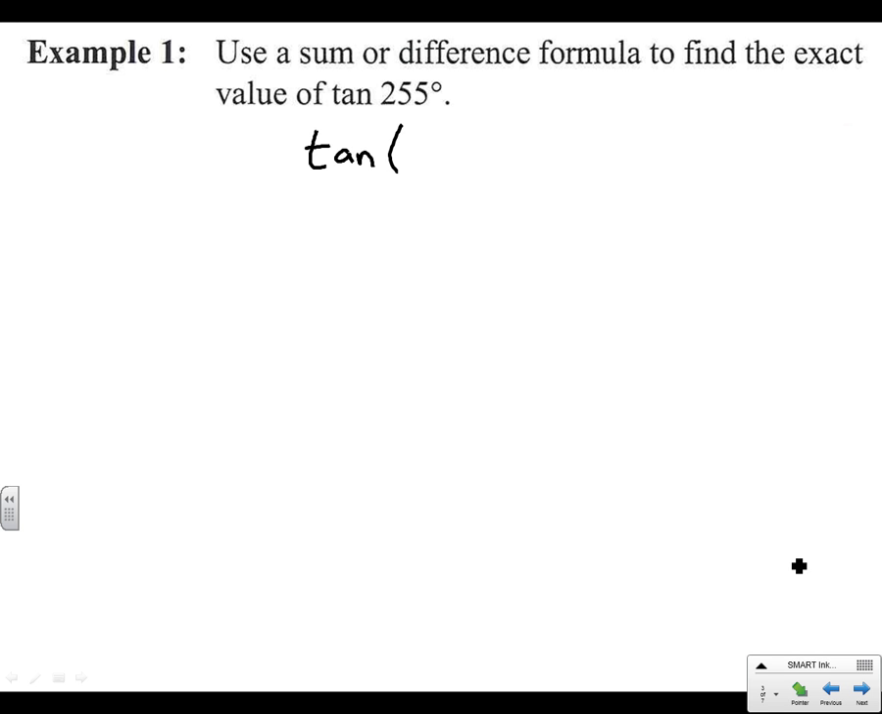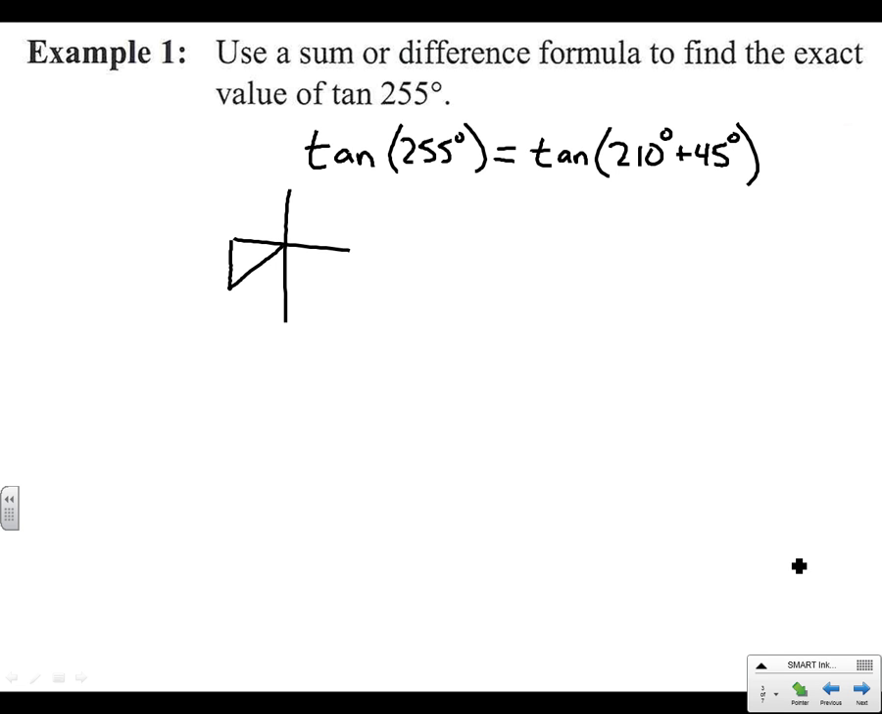There's a few ways to do it, but one of them is saying instead of tangent of 255, I can compose 255 of 210 plus 45. And 210 and 45 are both numbers that I know. 210 is in quadrant 3 with a reference angle of 30 degrees. So if we look at our chart, it's the same as tangent of 30. And it'll be a negative over a negative, so our sign won't change either. So tan 210 is exactly the same as the tangent of 30.